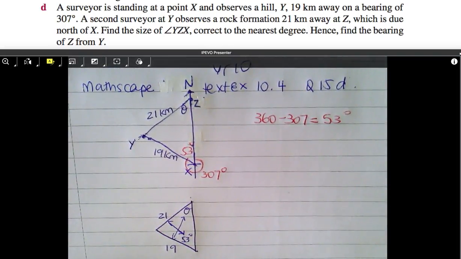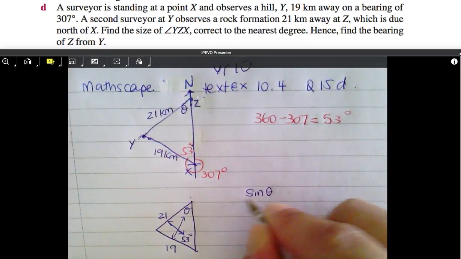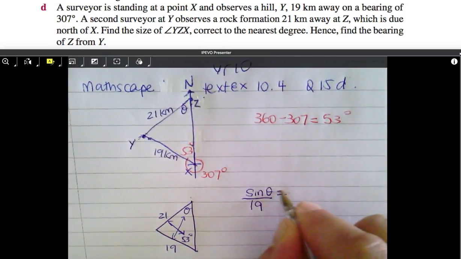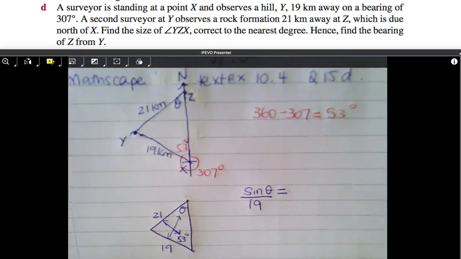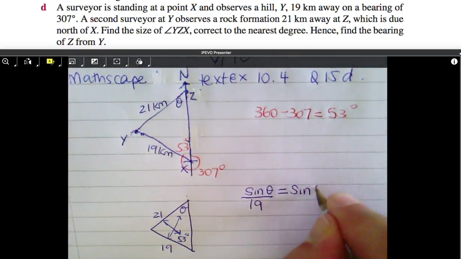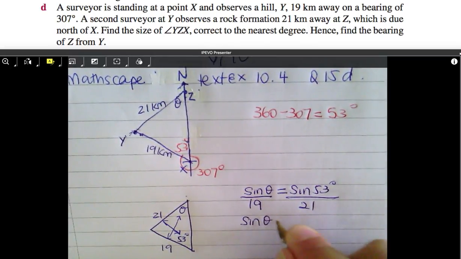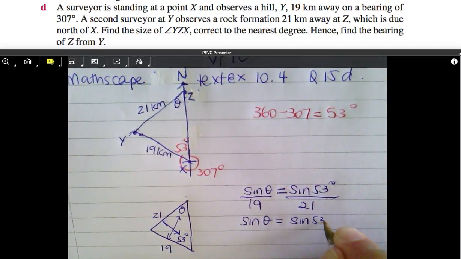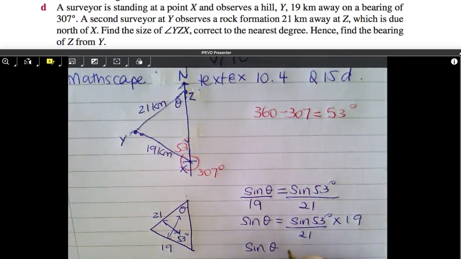So how do I use the rule? A on sine A equals B on sine B? Or sine A on A equals sine B on B? Yeah, so I'm going to go sine theta over 19 equals sine 53 degrees over 21. So therefore sine theta is sine 53 degrees over 21 times 19.